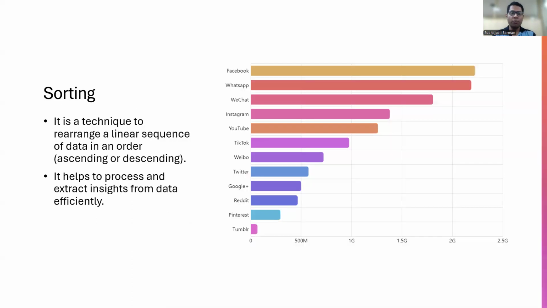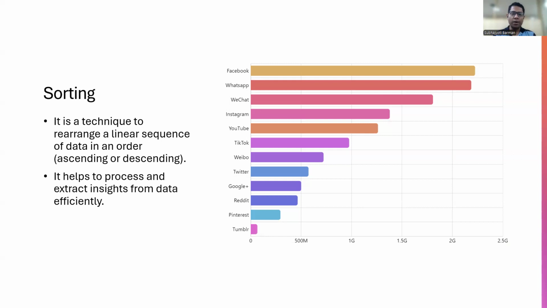So I think all of you are familiar with the term sorting, right? So sorting means arranging a linear sequence of data in a particular order. It could be ascending or descending. So why is sorting required? Because if we sort a particular set of data, then it is very easy to extract insights from the data. Okay, so it enhances the efficiency of the data extraction.